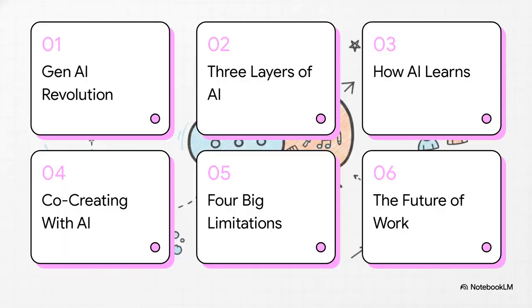All right, here is our roadmap for today. We're covering 1. The generative AI revolution. 2. The 3 layers of AI. 3. How AI learns. 4. Co-creating with machines. 5. The 4 big limitations. And finally, 6. The future of work.